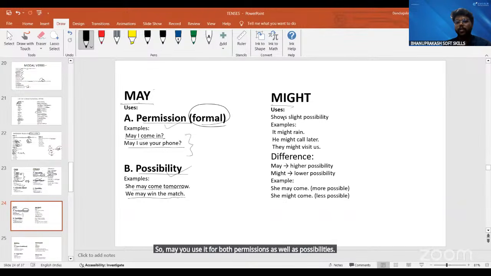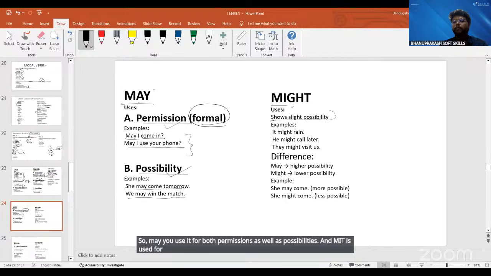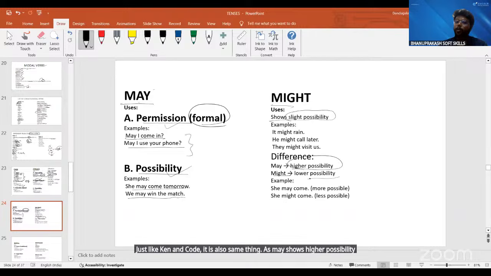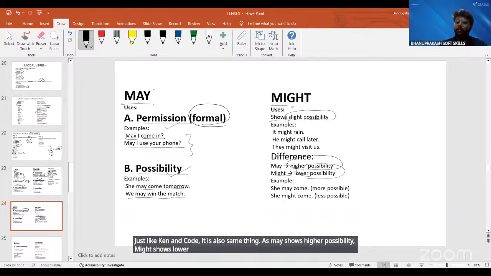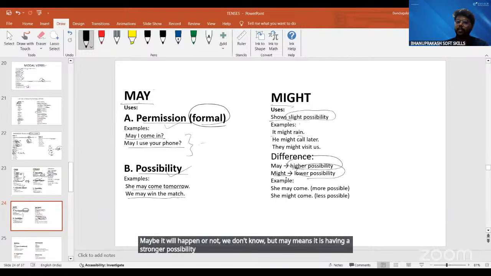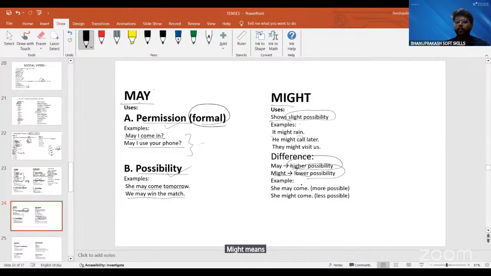And might is used to show slight possibility. Just like can and could, it is the same thing. As may shows higher possibility, might shows lower possibility. As you can see in the example for might, it might rain. Maybe it will happen or not. We don't know. But may means it has a stronger possibility. Might means maybe yes, maybe no.